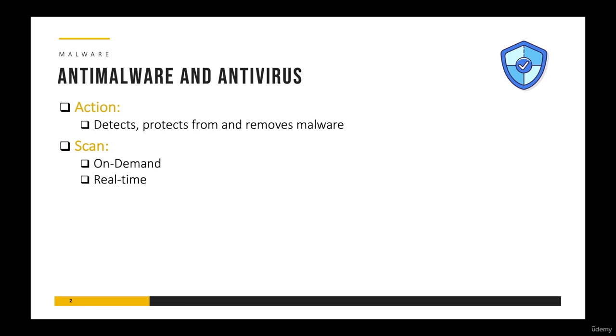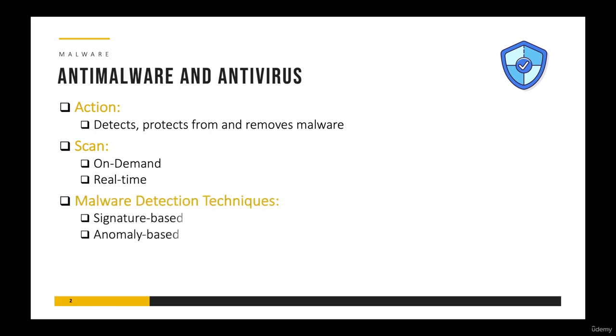And in order to have effective protection on your systems, you should employ both on-demand scanning, which you should do periodically, as well as real-time scanning, which should always be there in the background. There are two different types of malware detection techniques, signature-based and anomaly-based.